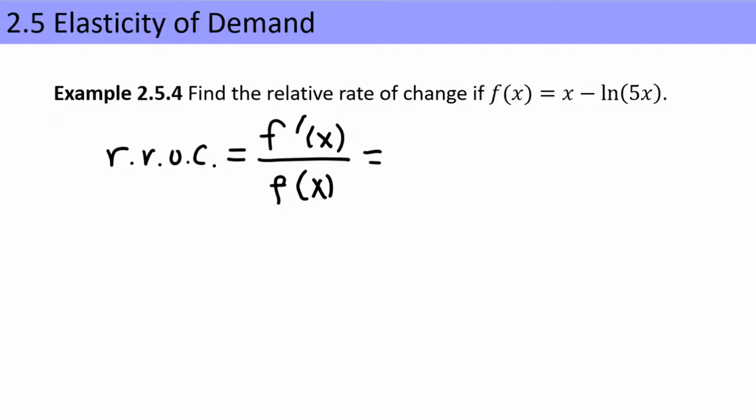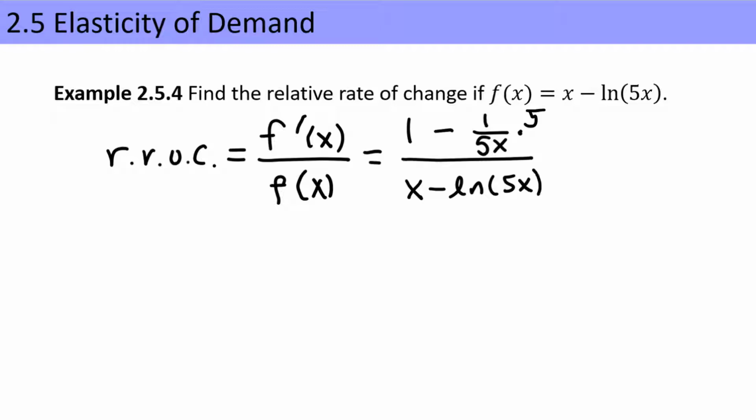The derivative of f of x equals x minus ln of 5x: the derivative of x is just 1, minus the derivative of the natural log of 5x, which would be 1 over 5x times the derivative of the inside function, that is the derivative of 5x, so times 5, divided by the function itself, x minus the natural log of 5x. We'll clean up the numerator, and we'll get 1 minus 1 over x, the 5 in the numerator and the 5 in the denominator cancel, times x minus the natural log of 5x.